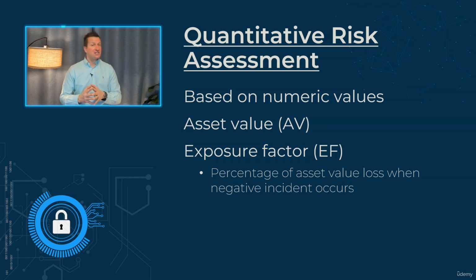Now, we also have to consider the exposure factor, or the EF. What's that? The exposure factor is the amount of that asset that is considered lost when a negative incident occurs. So we have the asset value, usually a dollar amount, of course, and we have the exposure factor, which is expressed as a percentage. For example, if we have an exposure factor of 1, which equates to 100%, that means a single negative incident results in a complete and total loss of that asset.